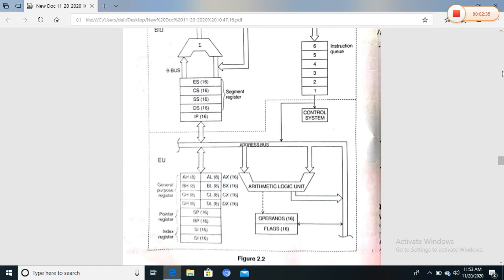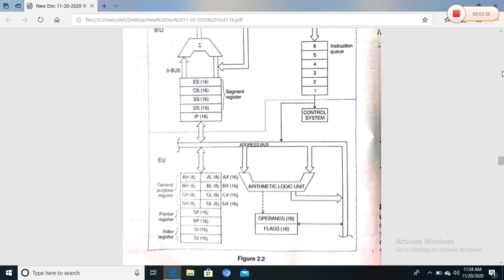In other words, the BIU handles all the transfer of data and addresses on the bus for the execution unit. The bus interface unit is responsible for performing all bus related operations, including transferring addresses on the address lines, receiving data from the data lines, and generating the control signals. The BIU consists of the segment registers, the instruction pointer, and the instruction queue. These three blocks are in the BIU.